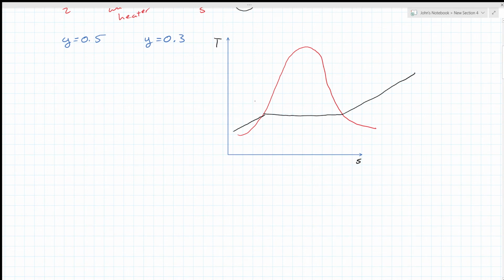Here's 1, here's 2, and here is 3. So P1, P2, P3, where P1 is greater than P2, which is greater than P3.